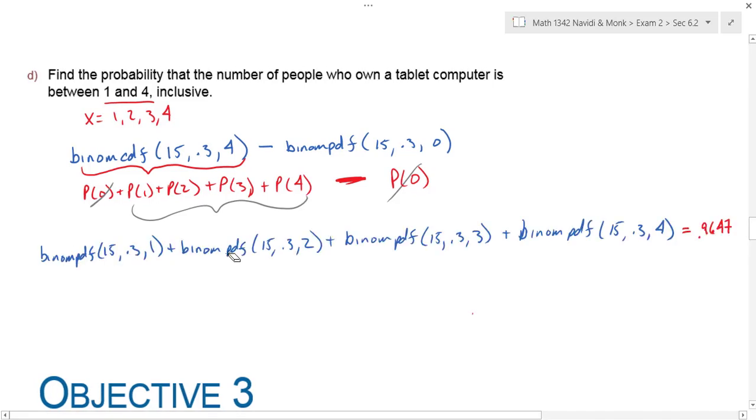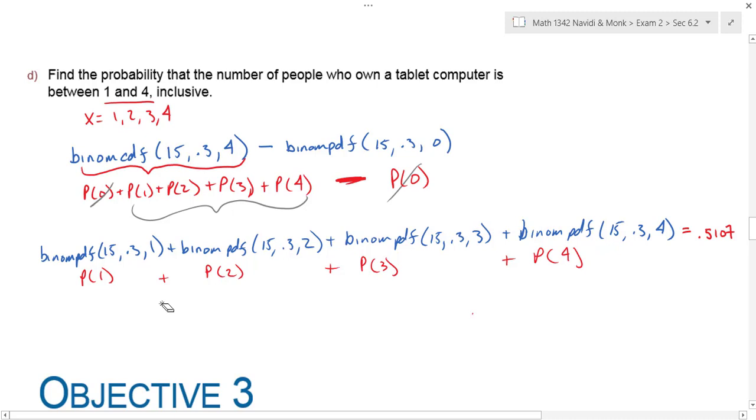Do you see that what I have written out here is just this part right here? Probability of 1 plus probability of 2 plus probability of 3 plus probability of 4. So if we put this in our calculator, we get 0.5017. And you're going to hit second vars, go up to binomial PDF for each one of these. But instead of hitting enter to get the value on the home screen, you hit plus. You hit that plus right there.